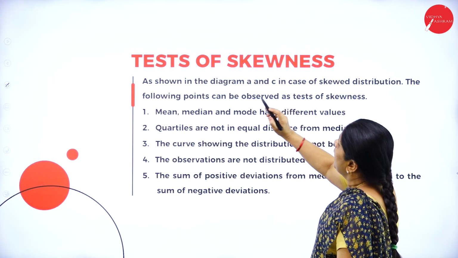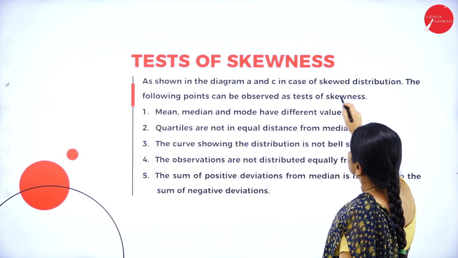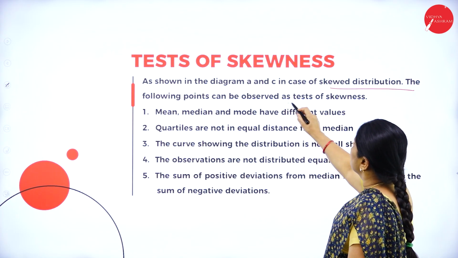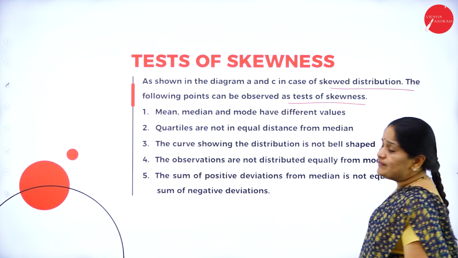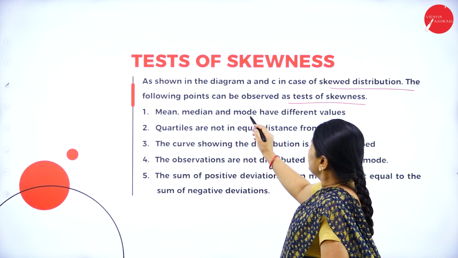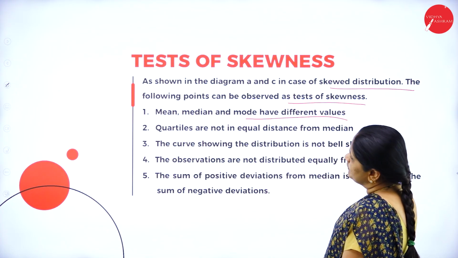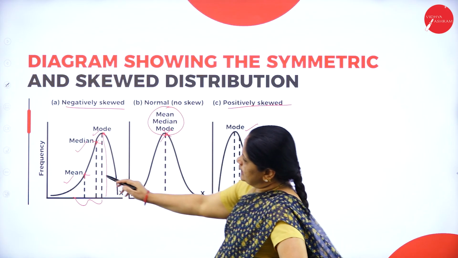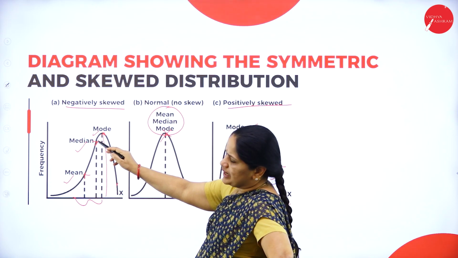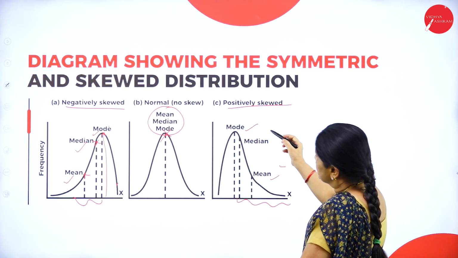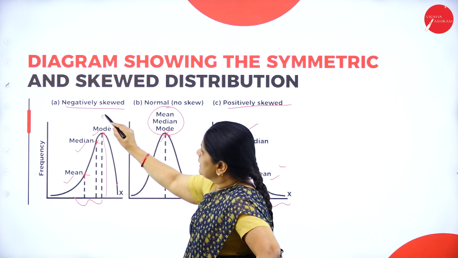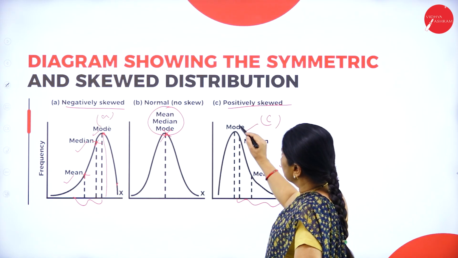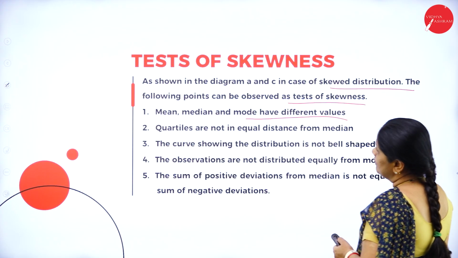Now, as shown in diagrams A and C, in case of a skewed distribution, the following points can be observed as tests of skewness. The mean, median and mode have different values. Here, in both the A diagram and the C diagram, they have different values for mean, median and mode.